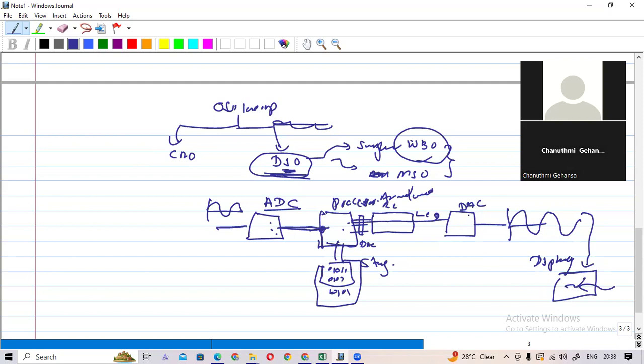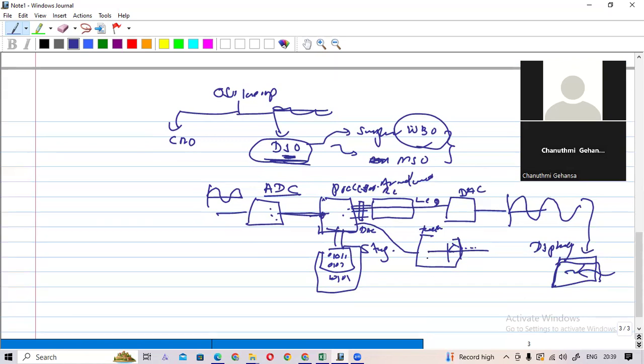Actually, without a DAC also there are some methods we can plot. For example, we can get these samples to the computer. Then using Excel, a spreadsheet tool, we can plot this waveform. So that is very easy. That is the principle of DSO, the digital storage oscilloscope.